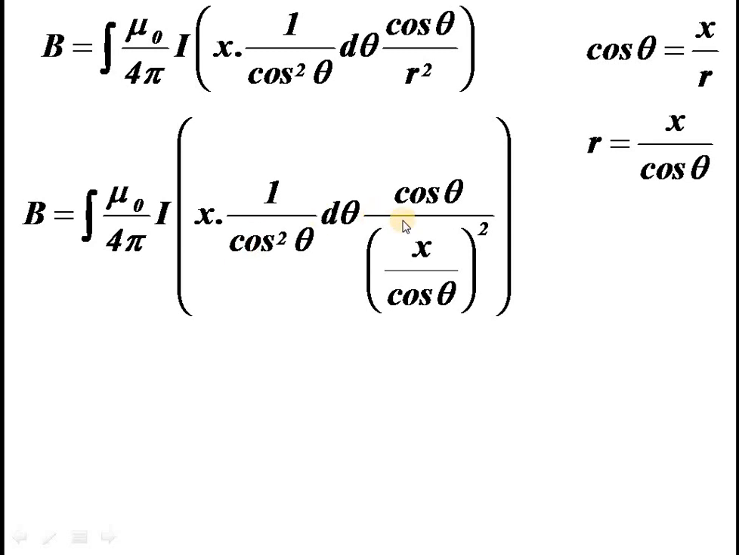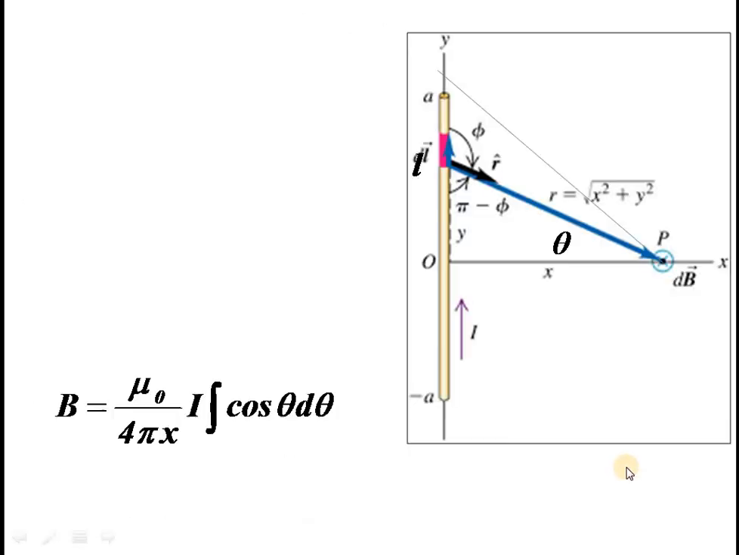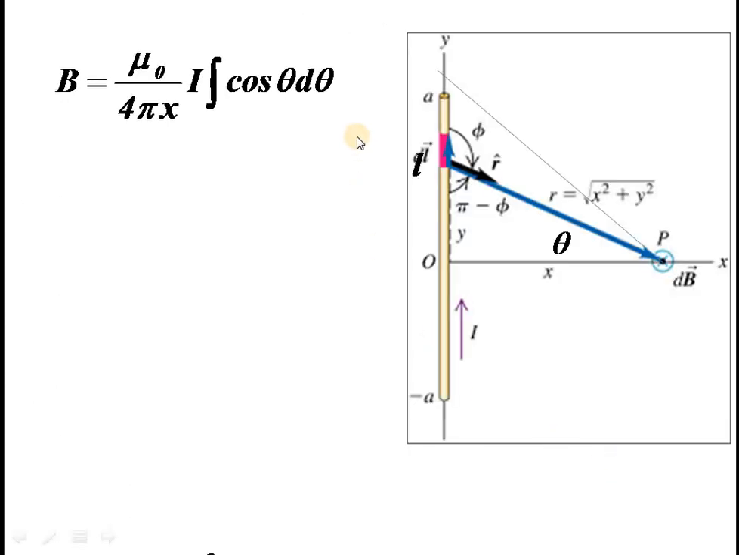So there are so many cos theta now, you can just cancel them. When you cancel all the cos theta, just rearrange it. It's a matter of simple algebra. So finally what we get is integral mu 0 by 4 pi x I cos theta d theta. So B is equal to, taking all constants outside, mu 0 by 4 pi x I integral cos theta d theta. Just a matter of rearrangement, because these are all constants. Now what is inside the integration? Only cos theta d theta is there.